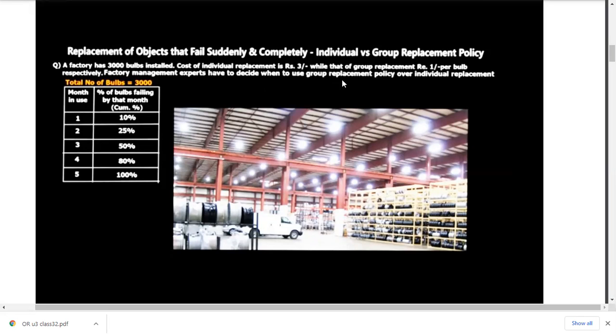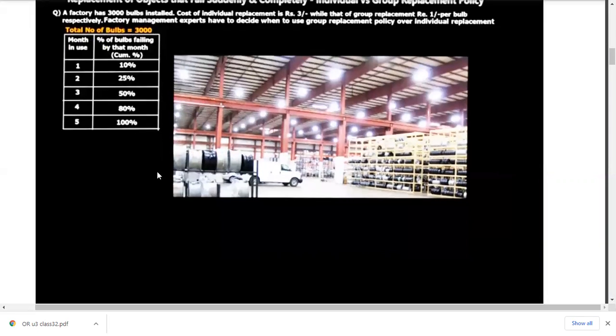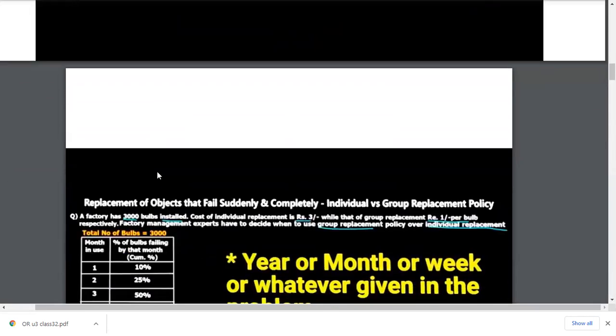Okay, here at the end of that problem, the number of bulbs is 3000. Here we have the number of months, and 3000 bulbs are in use, so 5 months are given. Next, the percentage of bulbs failing by that month, which is cumulative. For the first month 10% of bulbs are failing, in the second month 25%, in the third month 50%, in the fourth month 80% of bulbs have failed, and in the fifth month 100% of bulbs have failed. So this is the problem given, and by taking this data we are going to solve it.